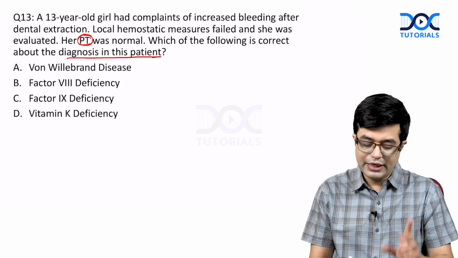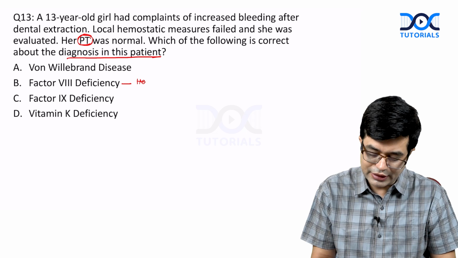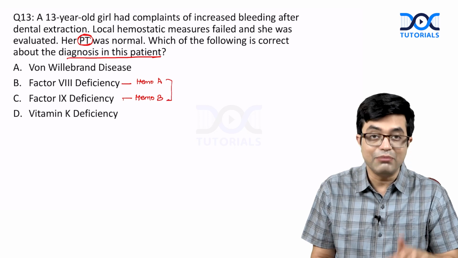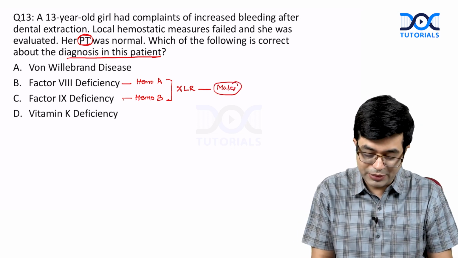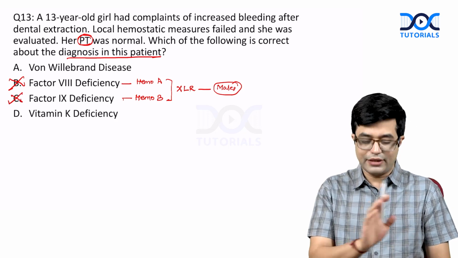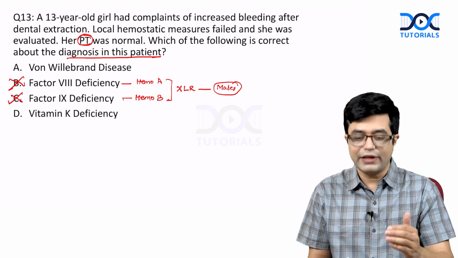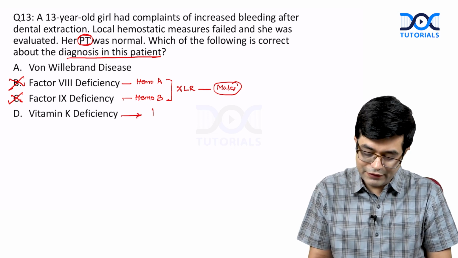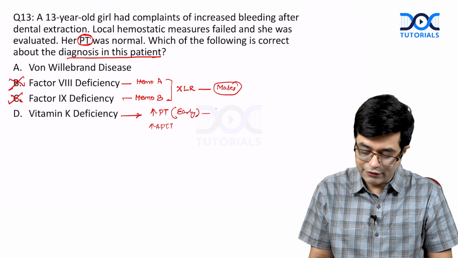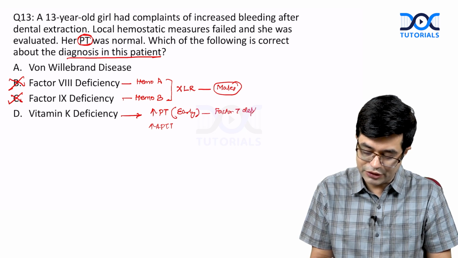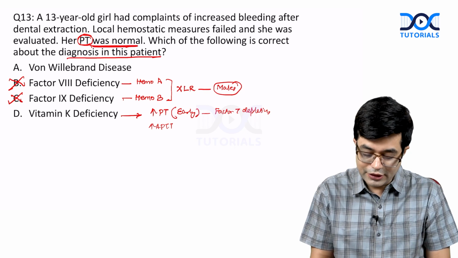How you will rule out other options? Factor A deficiency produces hemophilia A. Factor B deficiency produces hemophilia B. Both hemophilia A and B are X-linked recessive condition, and so they will be seen only in males. Females are carriers, they do not manifest the disease. So B is not the answer, C is not the answer, right? Vitamin K deficiency can cause clotting factor deficiencies, but this will cause elevation in PT, elevation in APTT also, and elevation in prothrombin time is the early sign because there is factor 7 depletion which is commonly seen in these patients, right? Here PT is normal, so D option is ruled out.